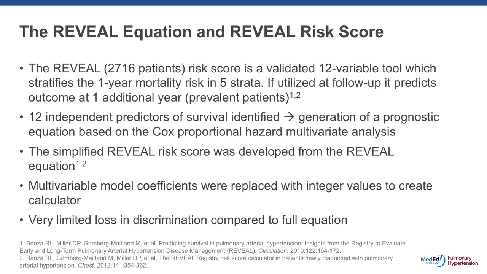The 12 independent predictors of survival were identified, and they were used to generate a prognostic equation based on the Cox proportional hazard multivariate analysis. And there's a simplified REVEAL risk score that was developed from the REVEAL equation. Multivariable model coefficients were replaced with integer values to create a risk calculator, and there's very little loss of discrimination compared to the full equation.